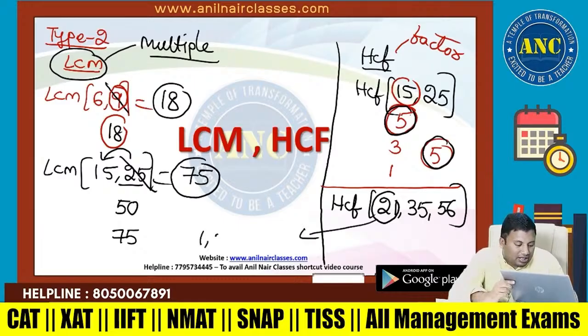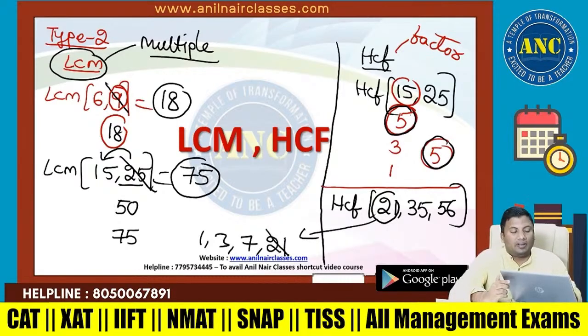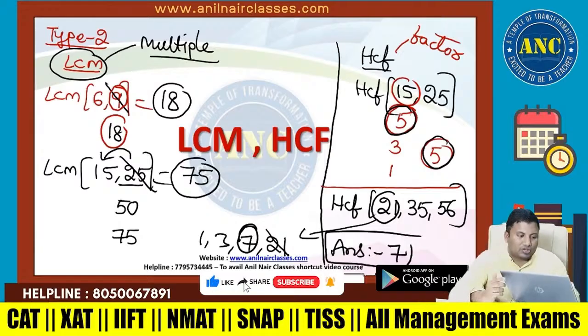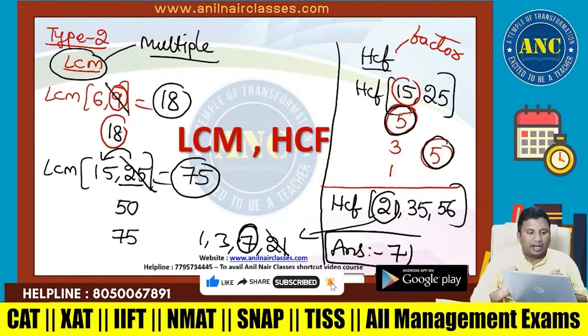What are all the factors of 21? 1, 3, 7 and 21. 21 is the number itself. What is the next number? The next number is 7. Is 7 a factor of 35? Yes. Is 7 a factor of 56? Yes. So the answer for this question is 7. I hope the idea is clear.